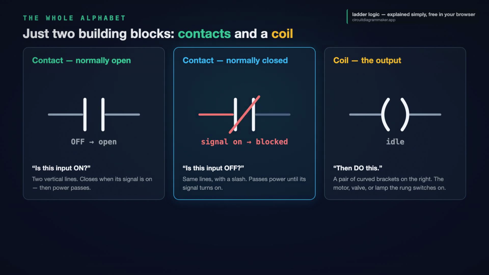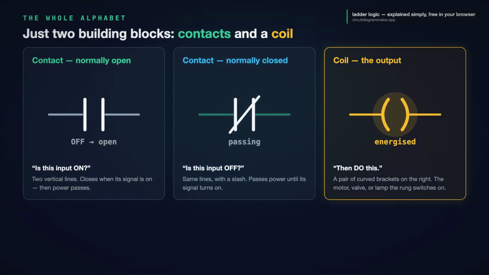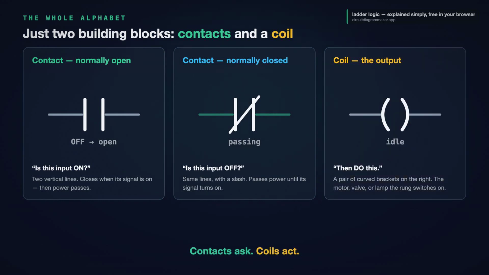One coil sits at the far right of every rung, drawn as a pair of curved brackets. The coil is the output, the action. It is the motor, the valve, or the lamp that the rung switches on. Contacts ask, coils act. That really is the entire alphabet. And from those two blocks, you get real logic. For free, just from how you arrange them.